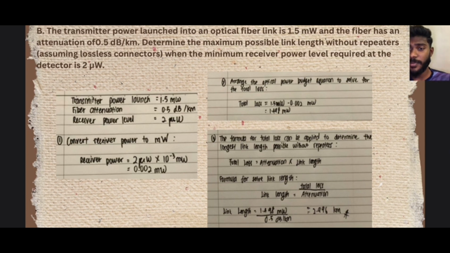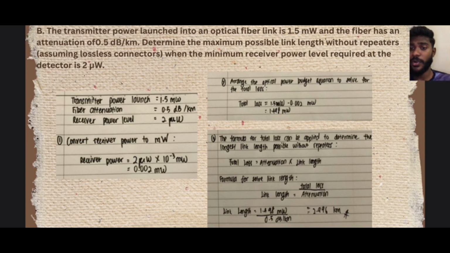First, the transmitter power launched is 1.5 megawatts, fiber attenuation is 0.5 decibel per kilometer, and the receiver power level is 2. So first we have to convert receiver power to megawatt. So we do 2 times 10 to the power of negative 3 megawatts, which equals 0.002 megawatt. Second, we arrange the optical power budget equation to solve for the total loss. The total loss is 1.5 megawatt minus 0.002 megawatt, which equals 1.498 megawatt.